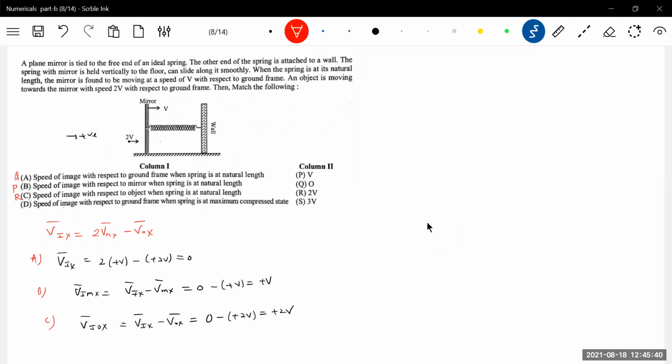Speed of image with respect to ground frame when the spring is at maximum compressed state. At maximum compressed state, what is the state of the mirror? The mirror will be at rest, no? At maximum compressed state, the mirror will be at rest. So Vix should be equal to 0 minus Vox.